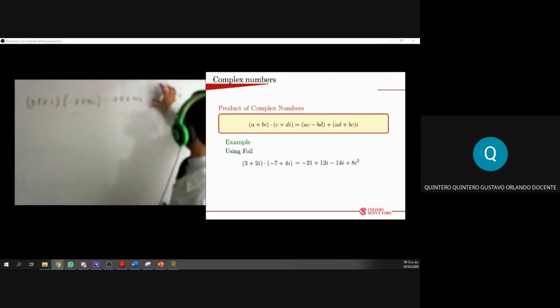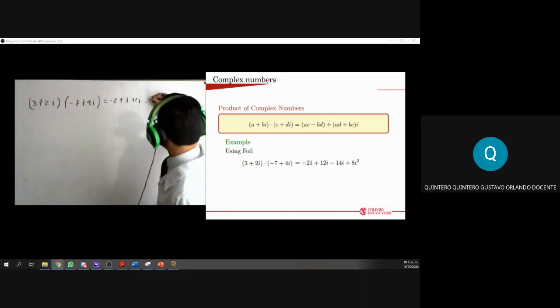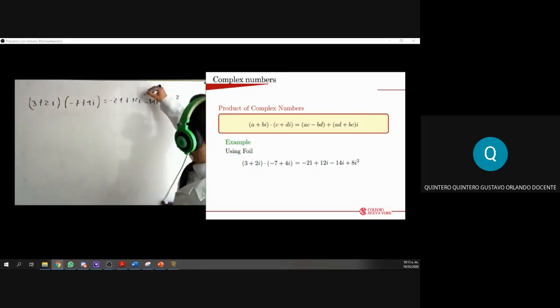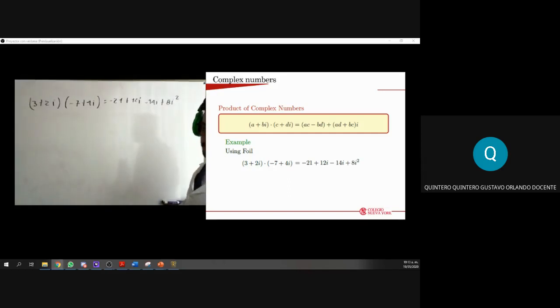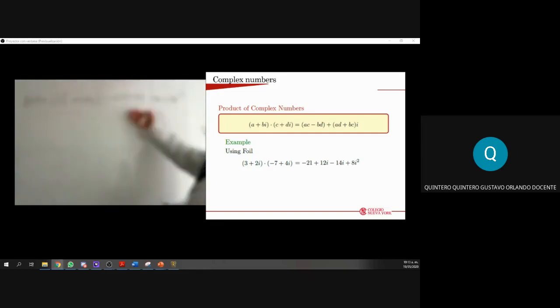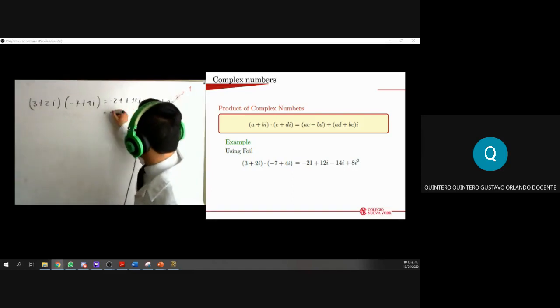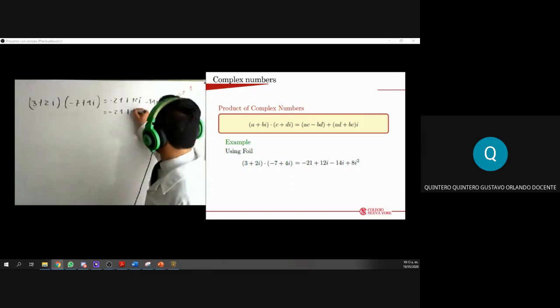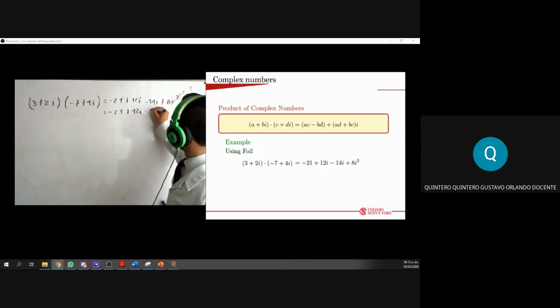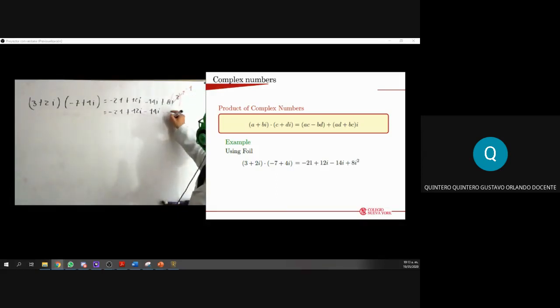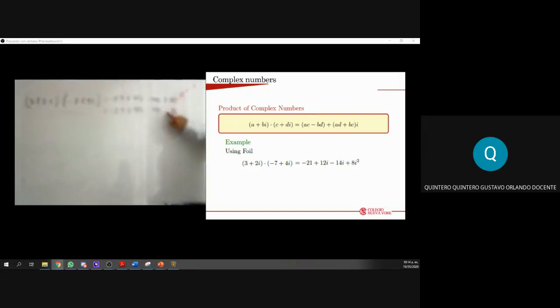Doing the multiplication, doing FOIL, we have negative 21 plus 12i minus 14i plus 8i to the second power, right? This looks bad on camera. There we go. Looks better. But before we do like terms, we know that this i to the second power is negative 1. So if we rewrite everything, we will have negative 21 plus 12i minus 14i minus 8.